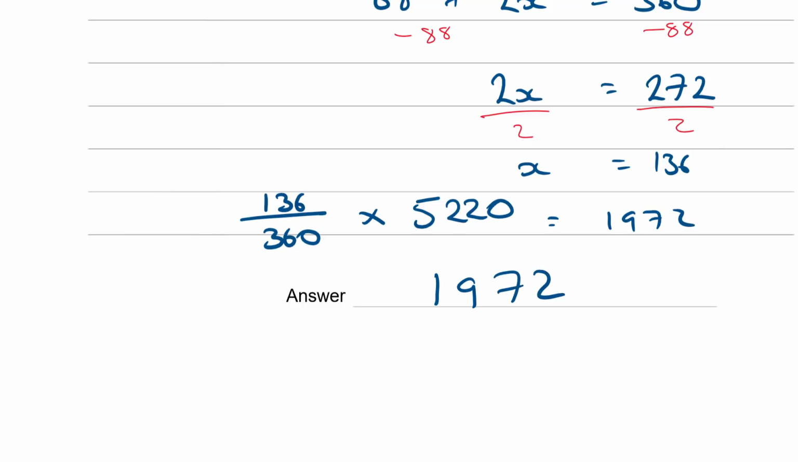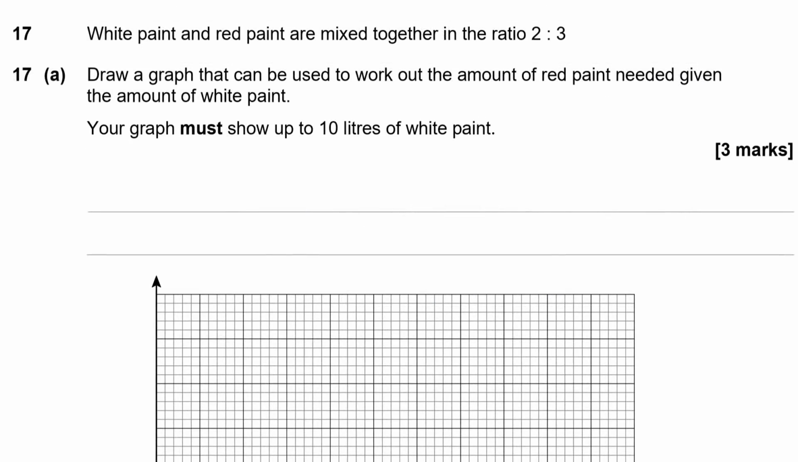So Mrs. Patel must have got 1,972 votes. Question 17. White paint and red paint are mixed together in the ratio of 2 to 3. Draw a graph that can be used to work out the amount of red paint needed given the amount of white paint. Your graph must show up to 10 litres of white paint.